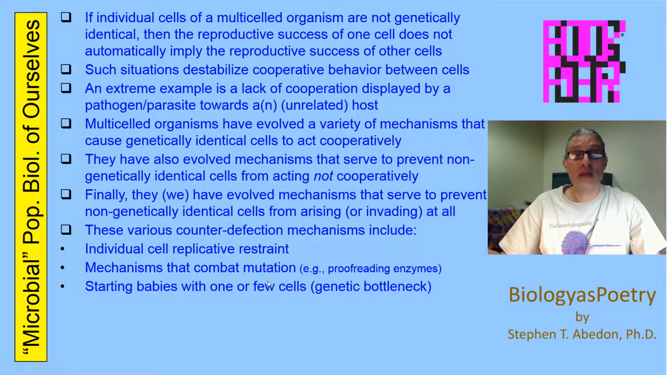We start off babies with one or at best a few cells. Typically it's one cell. We have two gametes that fuse and we form a single cell, a zygote. And then that zygote via asexual replication, that is mitosis in eukaryotes and binary fission in bacteria, gives rise to a multi-celled individual that, except for mutation or invasion by parasites, is genetically homogeneous.